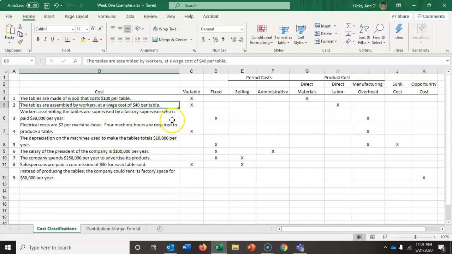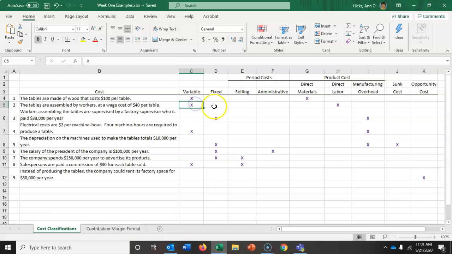Number 2, the tables are assembled by workers at a wage cost of $40 per table. The first question, will the total wages go up or down if our manufacture of tables goes up or down? And I think the answer is clearly yes. So this is a variable cost. The more tables we produce, the more wages we will have to pay for that production.